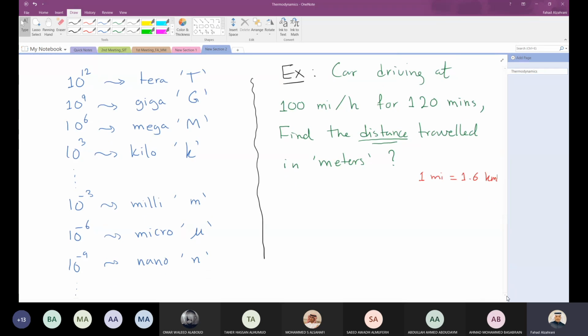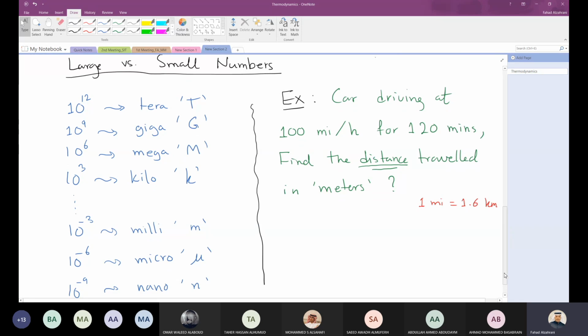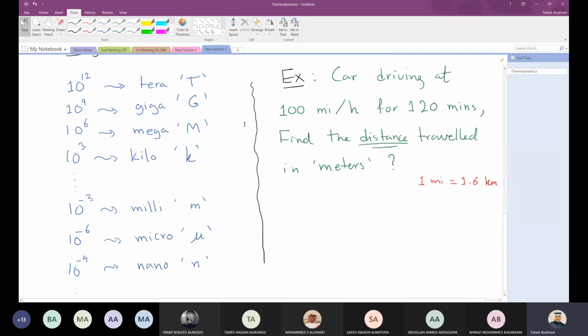But as you notice, maybe one of you made some mistake somewhere and got 10 to the power 6. The right answer, as we said, is 320,000 meters. So how can we find the right answer without making any mistake? We make sure that we do not make mistakes at all. Let me tell you how we can do this.